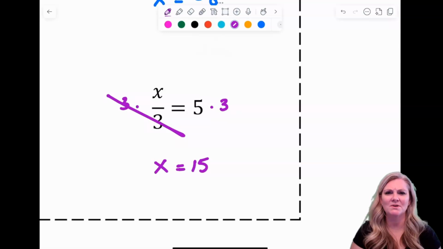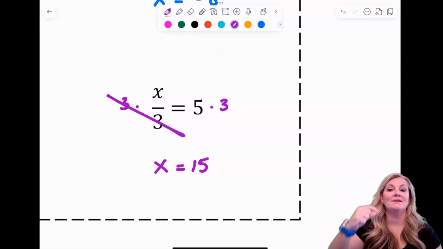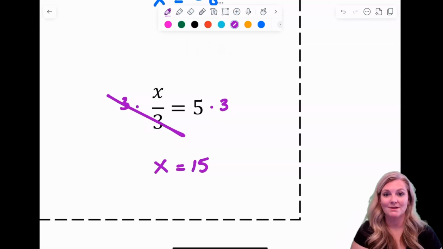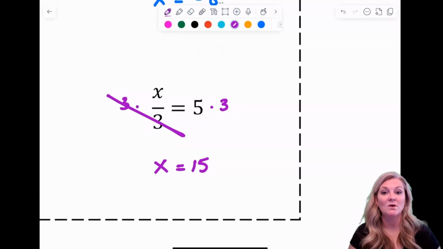Again, you could have done this one in your head, or you could plug it back in. 15 divided by 3 absolutely equals 5. And that is a review of one-step equations.